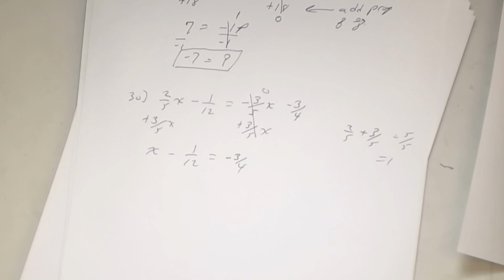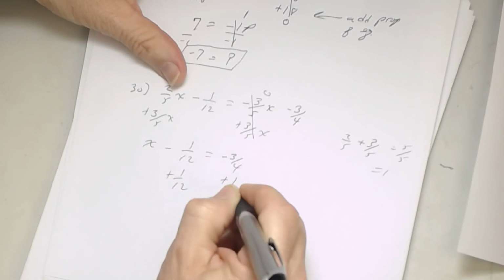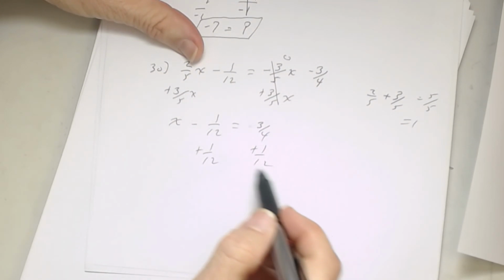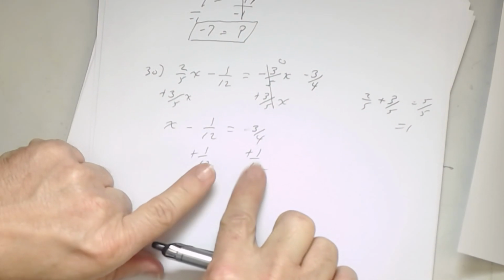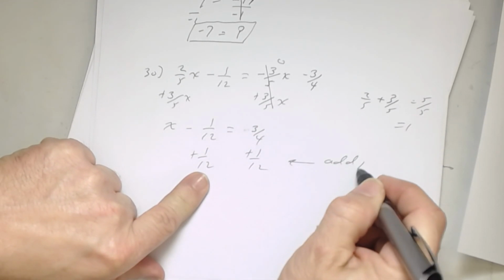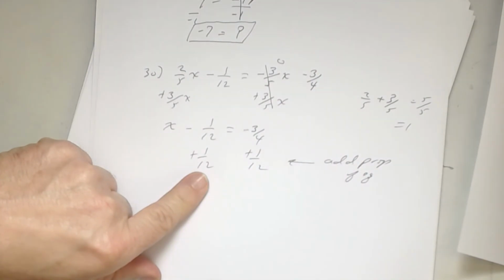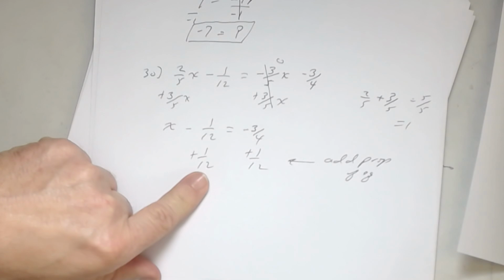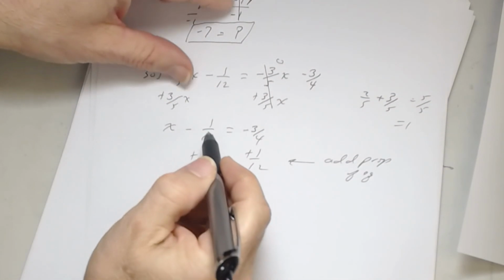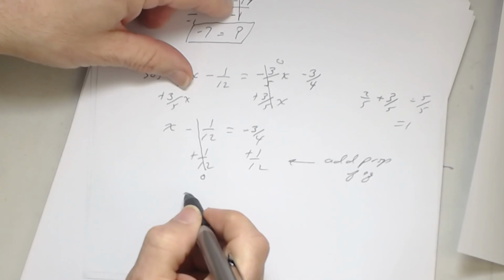Okay. Now all you do is get x by itself. What's the next step? One more step and you're done. Add 1/12 to both sides. And use your calculator. Now when I did this plus 1/12, what property did I just use? Addition property of equality. Now I'm going to do what next? Combine like terms. What's negative 1/12 plus 1/12? 0. X plus 0 is x.